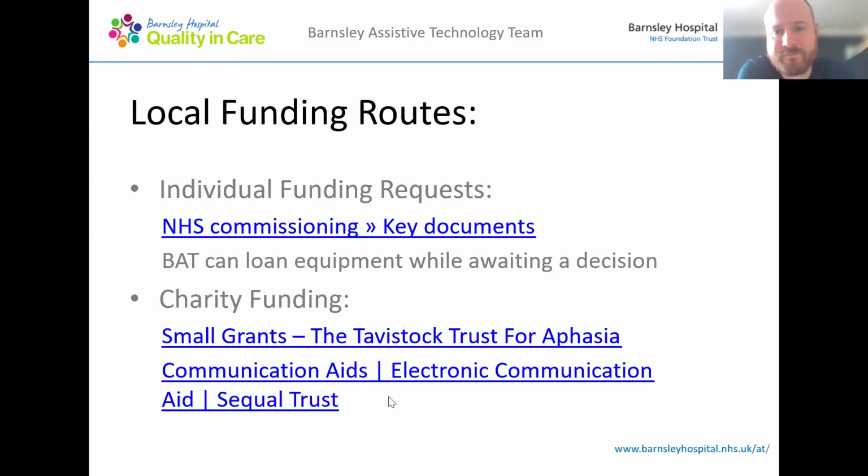If it doesn't seem to be appropriate to have a specialised communication aid, maybe it's not meeting their needs, or maybe something else might be more suitable for them. But yes, the NHS funds the ones where they meet the criteria.